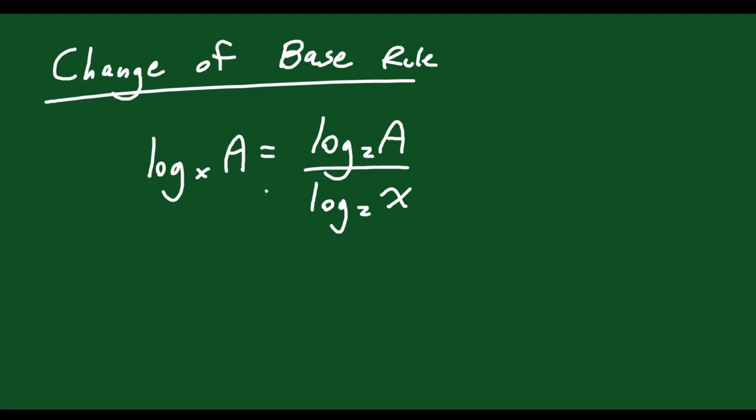So what you can do is use this rule to change the base from whatever funny number it is here to a base of 10. And then you can calculate both of these on your calculator, divide them, and then get an approximate answer, right? That's one of the reasons this is really useful.